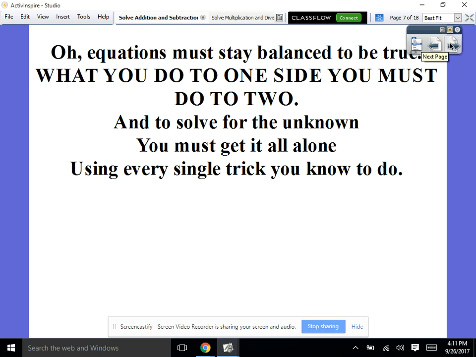Oh, equations must stay balanced to be true. What you do to one side, you must do to two. And to solve for the unknown, you must get it all alone, using every single trick you know to do.